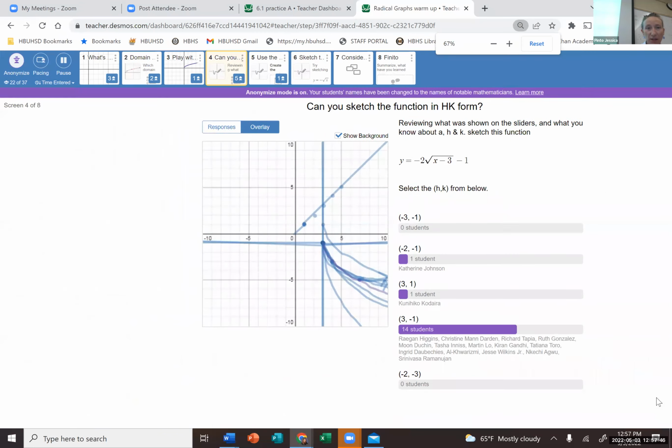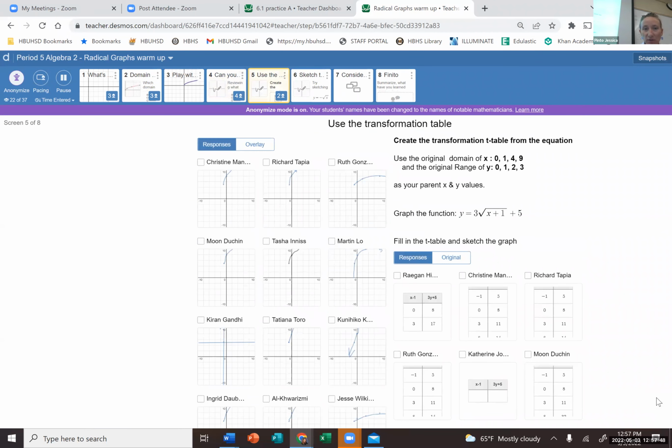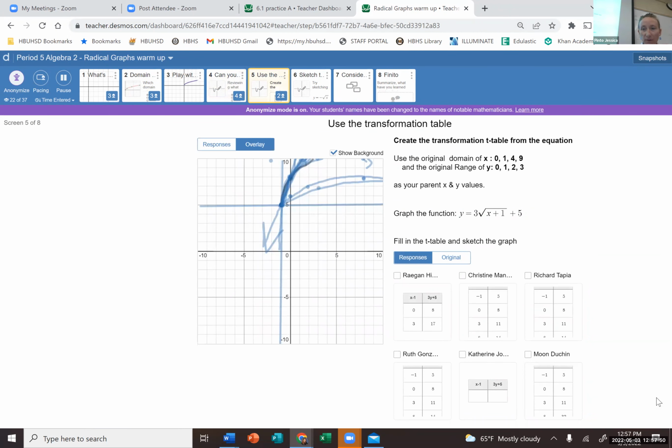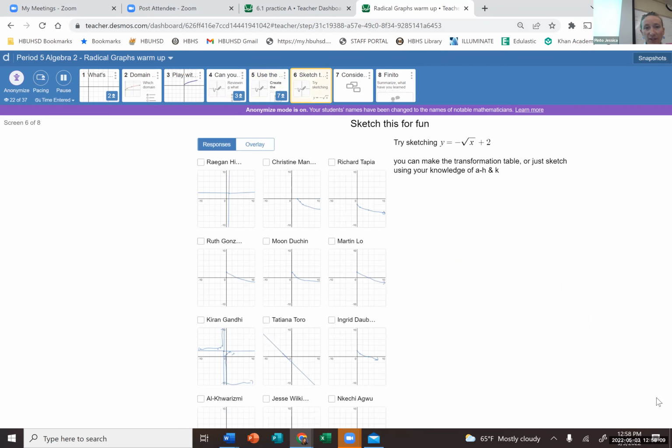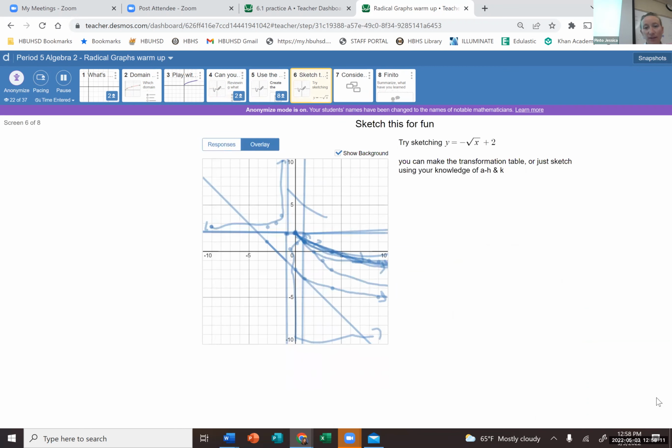Looking at the next one, did we sketch this one? Looking at the overlay here, this one should have been really accurate. I'm seeing very good work, just a few students not knowing which way to put the arrow. This one looks great, and that's because we used that HK table. These are the X values, these are the Y values from the parent, and then we use the transformation table. Finally, just a sketch for fun. Went a little crazy here.